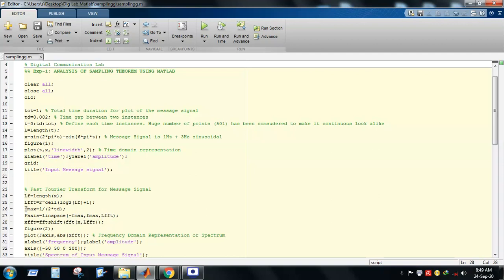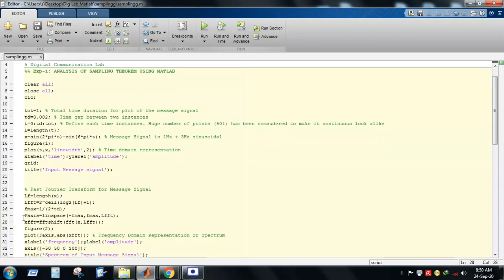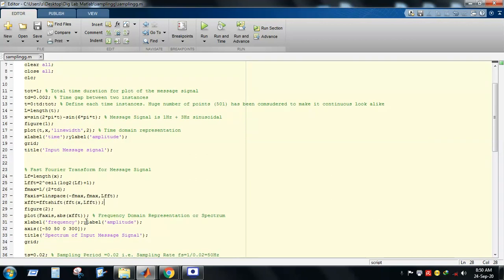Just remember that we need to use f max, which is 1 by 2 Td. Td is nothing but the time gap. And the spectrum will lie between minus f max to f max. And this is the corresponding command: fftshift(fft(x, L_fft)). After this, x_fft is nothing but the corresponding Fourier transform of the signal x.